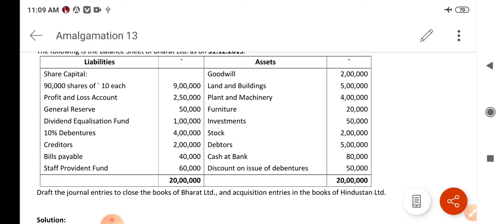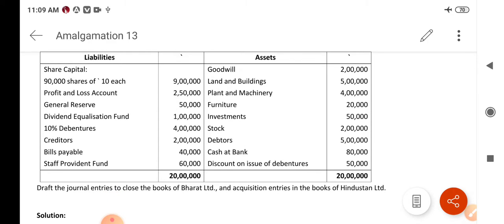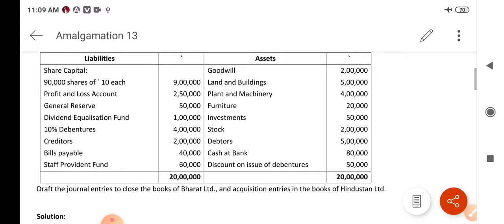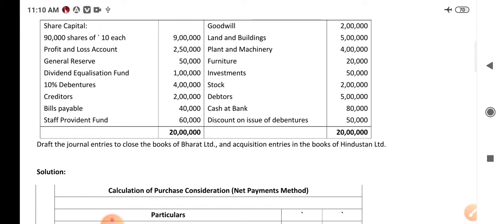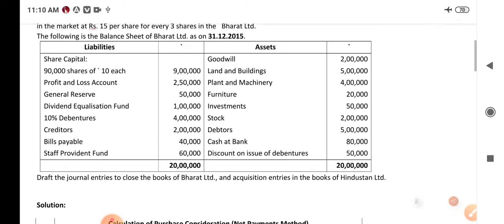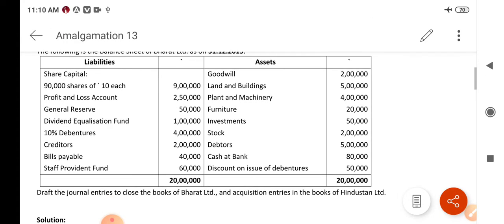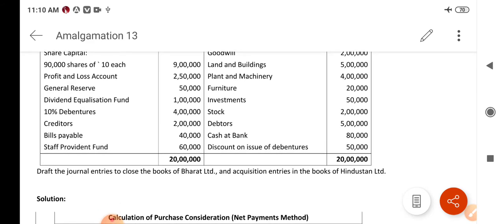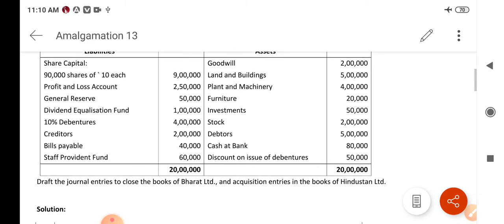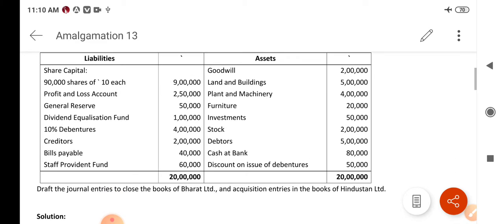ನಿಮಗೆ ಟ್ರೇಡ್ ಲಯಬಿಲಿಟೀಸ್ ಟೇಕನ್ ಓವರ್ ಮಾಡಿದ್ದಾರೆ ಅಂತ ಹೇಳಿದ್ದಾರೆ. ಟ್ರೇಡ್ ಲಯಬಿಲಿಟೀಸ್ ಅಂದರೆ ಕ್ರೆಡಿಟರ್ಸ್ ಮತ್ತು ಬಿಲ್ಸ್ ಪೇಬಲ್. ಡಿಬೆಂಚರ್ಸ್ಗೂ ಸೆಟಲ್ ಮಾಡಿದ್ದಾರೆ ಅಂತ ಹೇಳಿದ್ದಾರೆ. ಸೊ ನಾವೇನು ಅಸ್ಯೂಮ್ ಮಾಡ್ತೇವೆ, ಡಿಬೆಂಚರ್ಸನ್ನು ಟೇಕನ್ ಓವರ್ ಮಾಡಿದ್ದಾರೆ ಅಂತ ಅಸ್ಯೂಮ್ ಮಾಡ್ತೇವೆ. ಬಟ್ ಇನ್ನೊಂದು ನಮಗೆ ಎಕ್ಸ್ಟರ್ನಲ್ ಲಯಬಿಲಿಟಿ ಇದೆ, ಯಾವುದು ಸ್ಟಾಫ್ ಪ್ರೊವಿಡೆಂಟ್ ಫಂಡ್. ಅದರ ಬಗ್ಗೆ ಯಾವುದೇ ಇನ್ಫಾರ್ಮೇಷನ್ ಇಲ್ಲ. ಸೊ ನಾವೇನು ಮಾಡ್ತೇವೆ, ಸೊ ವಿ ವಿಲ್ ಅಸ್ಯೂಮ್ that staff provident fund is settled by selling company.